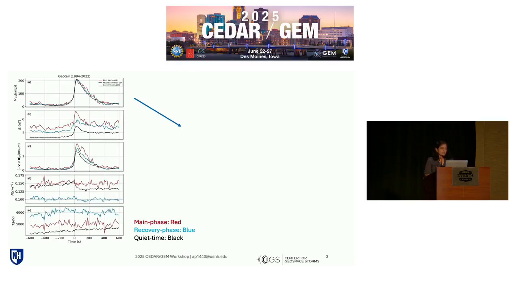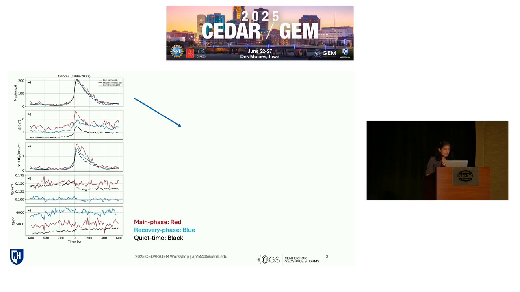So here is a plot of the median of all the superposed values during main phase, recovery phase, and quiet time of all the BBF intervals we identified. Black is quiet time, red is main phase, and blue is recovery phase.